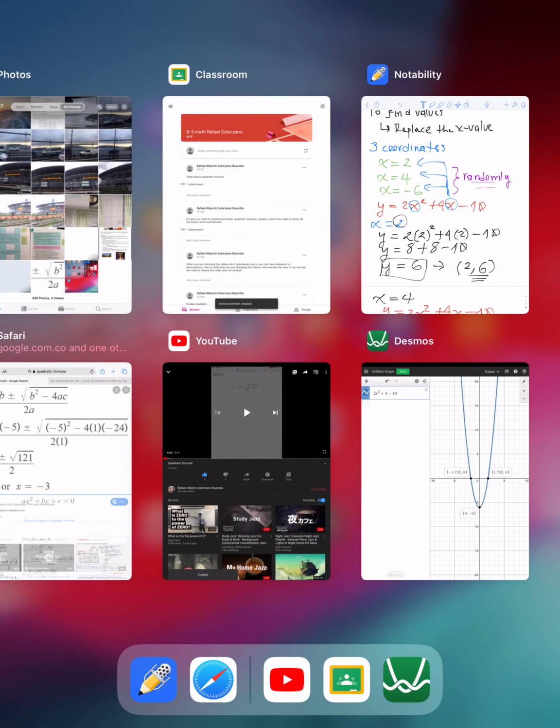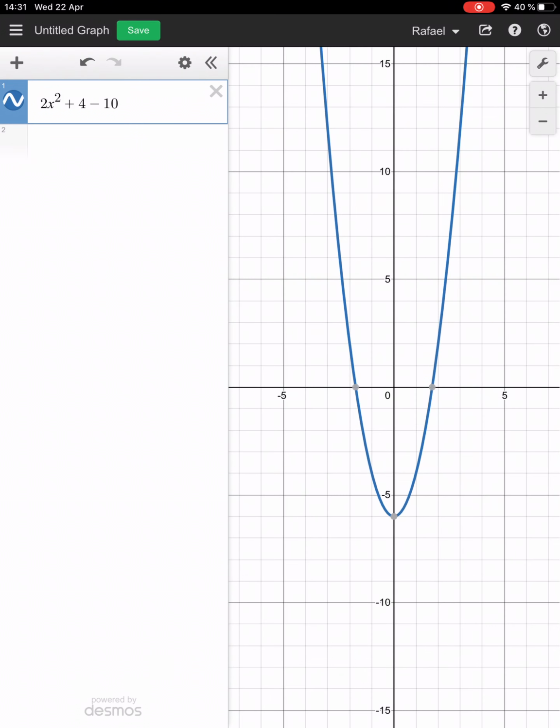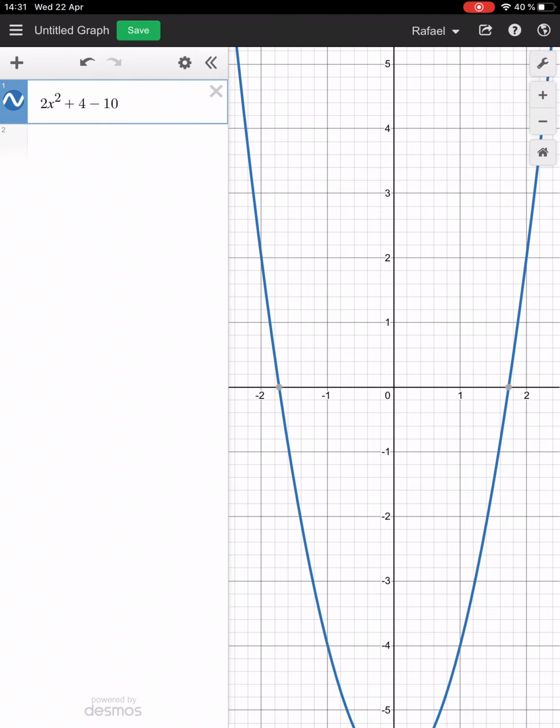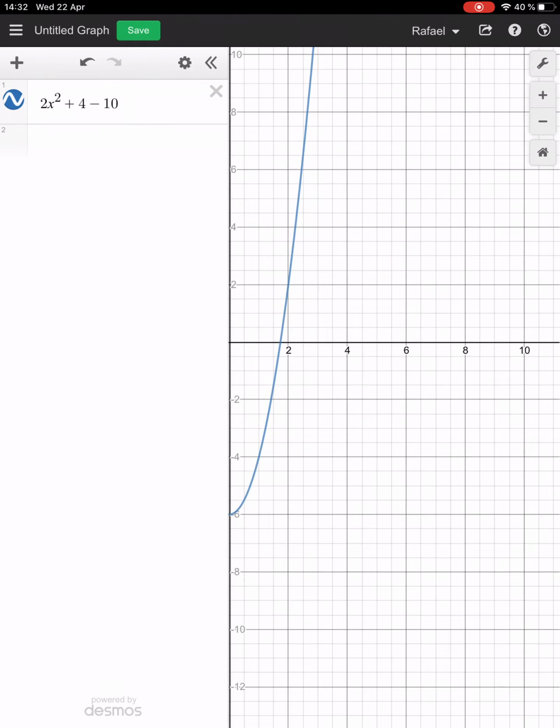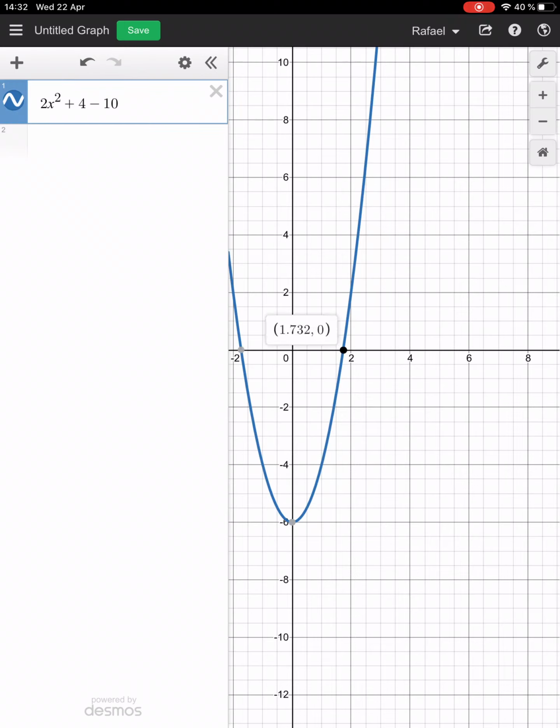You can check the answers by using Desmos just to complete the explanation. For example, we were doing this when the value is 2. When the value is 2, you can check this in Desmos.